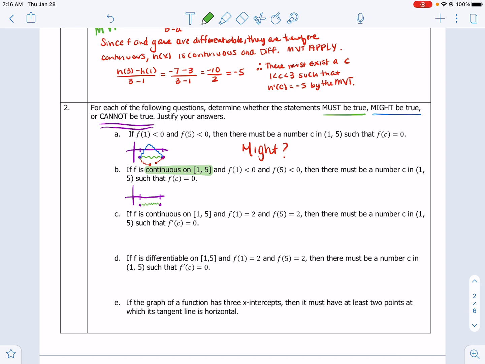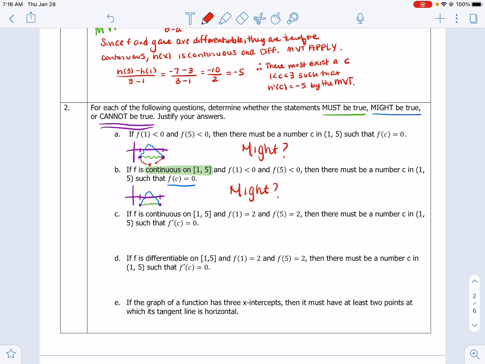This could be a possibility, right? This could be a possibility. Okay, but the discontinuous one is not a possibility. However, going back to the question, does there have to be a point where f of C is equal to 0, the value is 0, right? I don't know. There might be. There is a scenario where it could happen, all right? But it doesn't have to be true, and it's not impossible.